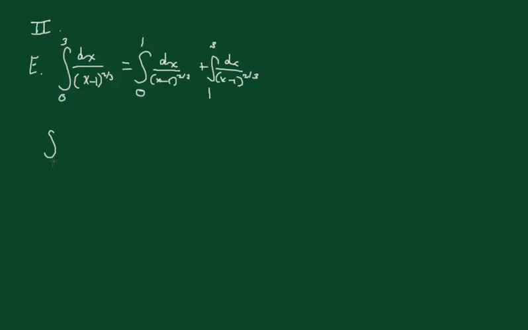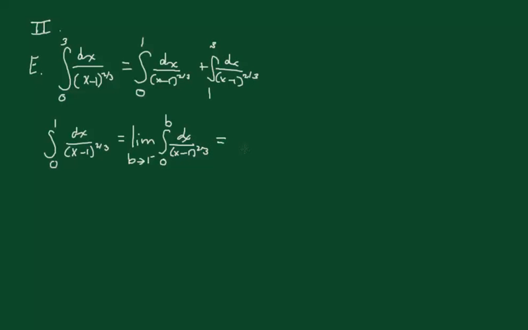So let's start with the first one, the integral from 0 to 1 of dx over (x minus 1) to the 2/3. It equals a limit now, and this limit is going to be the integral from 0 to b. But as you see, we're going to be approaching 1 from the left-hand side. So that's the limit statement, and the integrand is the same.